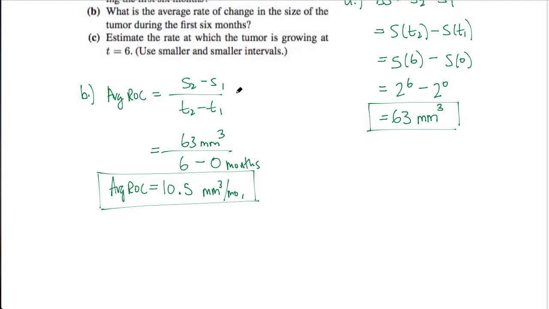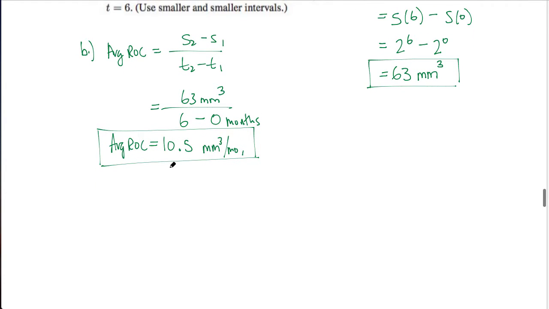C says, estimate the rate at which the tumor is growing at t equals 6. Here is where I want to use several small steps to calculate this. Just in case we've forgotten, our instantaneous rate of change is going to come from S of t plus h minus S of t, all over h. And again, this was derived in number 3 that we did in this homework. So what we have here is going to be an average.